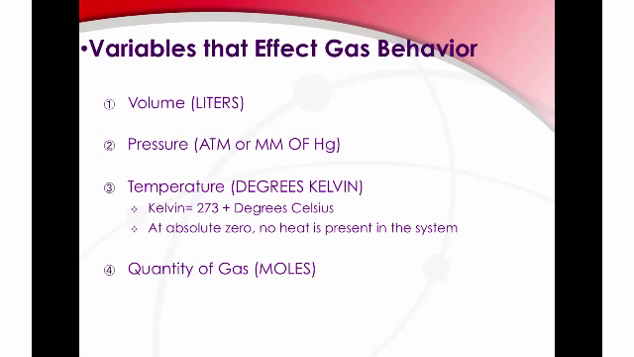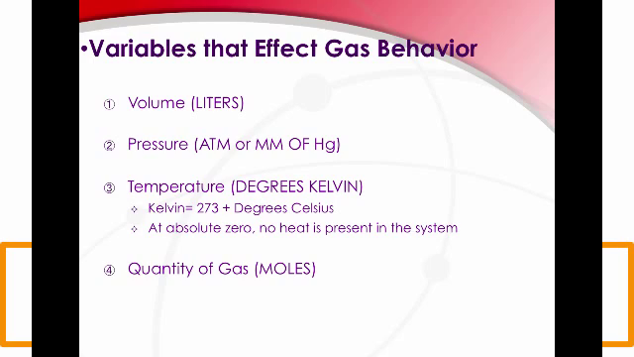There are several variables that affect gas behavior. One being volume, which is always measured in liters. It should always be converted back to liters if measured in milliliters. Two is pressure, which is measured in atmospheres or millimeters of mercury. Three is temperature and is measured in Kelvin.